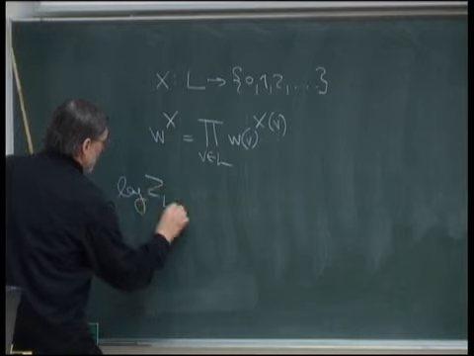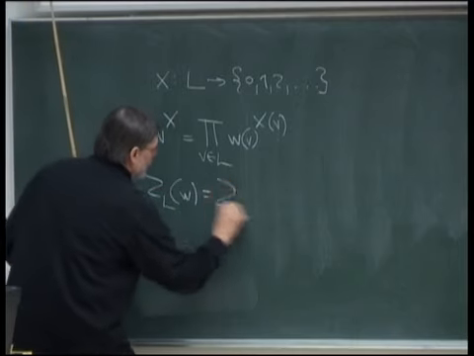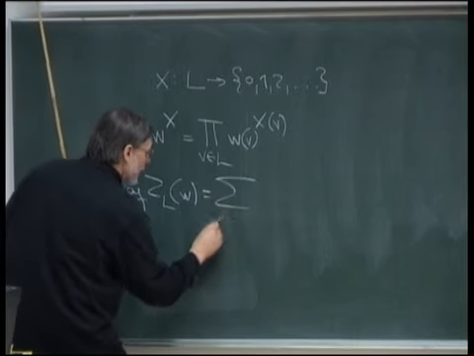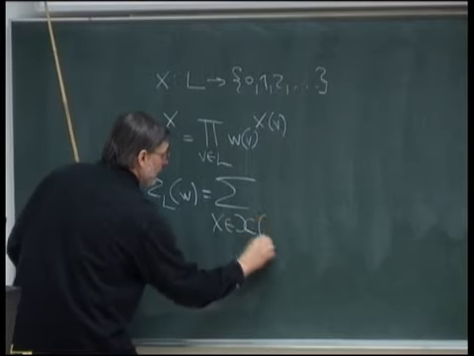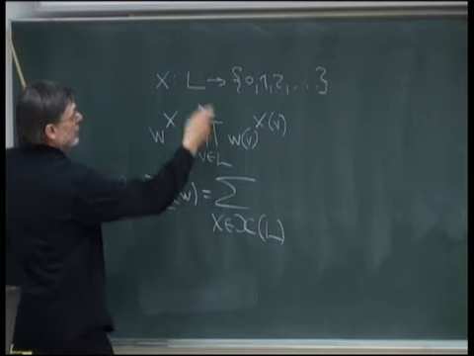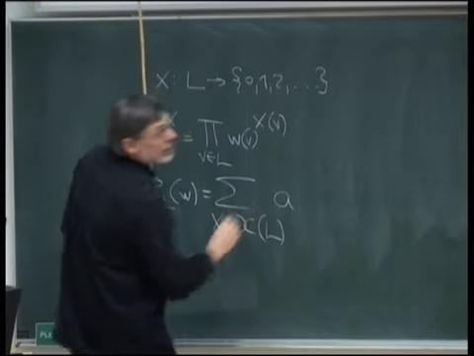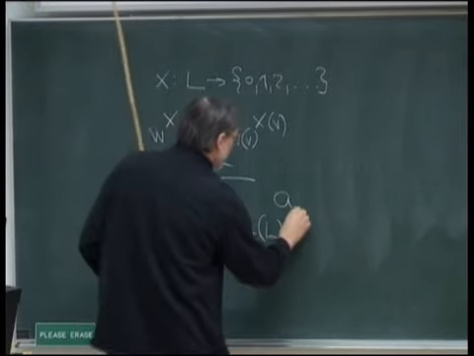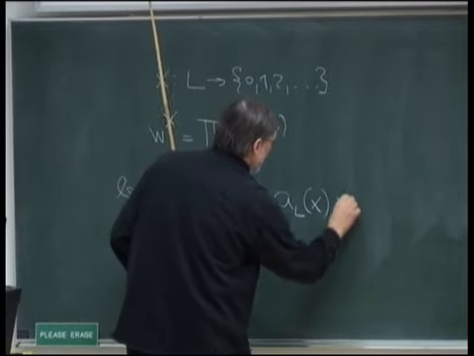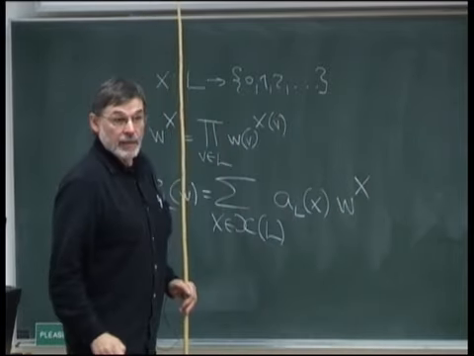Logarithm of ZL of W equals sum over x's in script XL. These are all multi-indices on L. Then I have something I called ALX. Okay, and then I have WX.